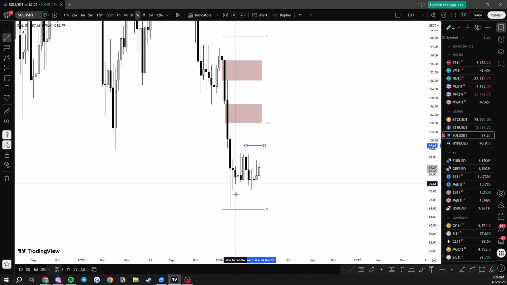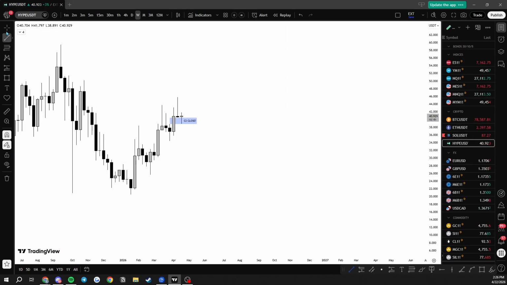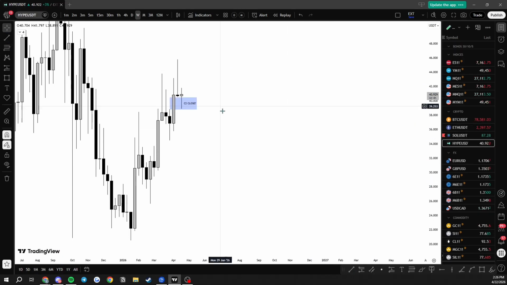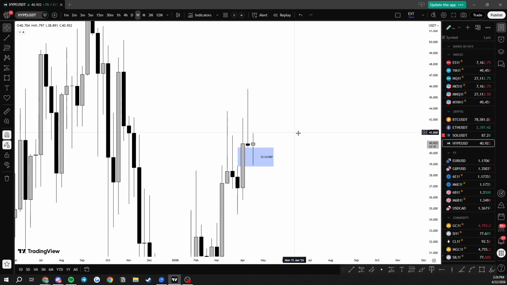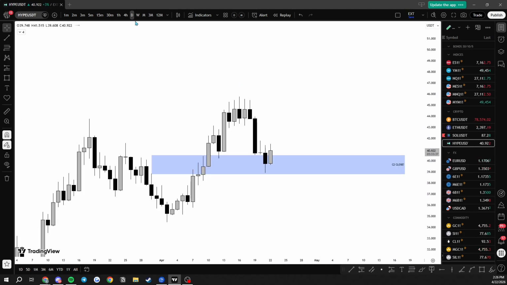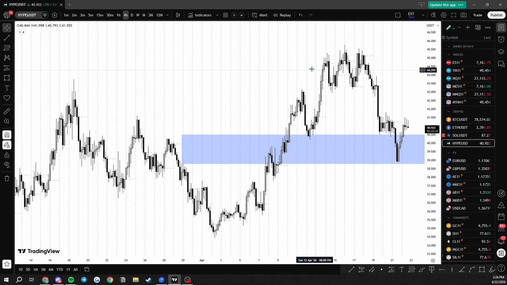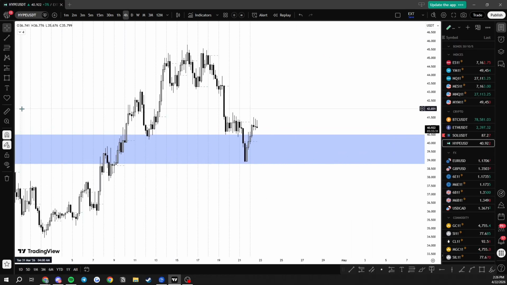All right, we got relative equal lows down here. Always good to see. Let's talk about HYPE. We're still waiting for that candle to close, which so far so good. We still got 4 days left, but so far so good. And on the lower time frames, this looks like a pretty nice market maker buy model that's being set up right now.